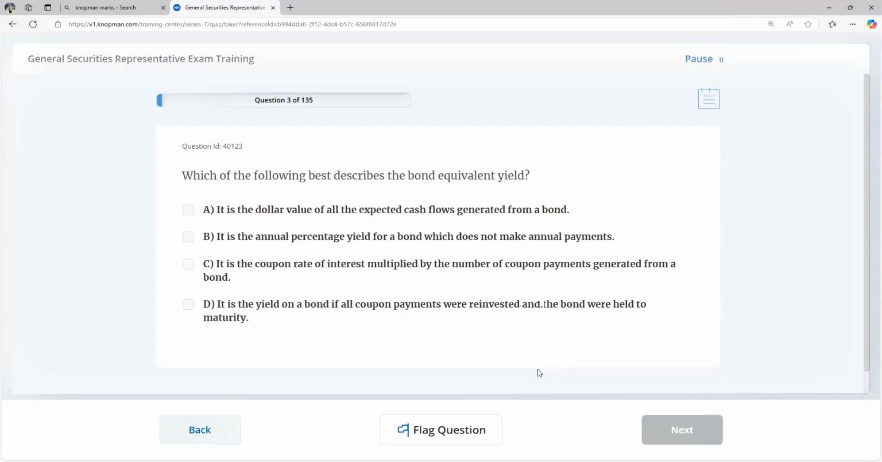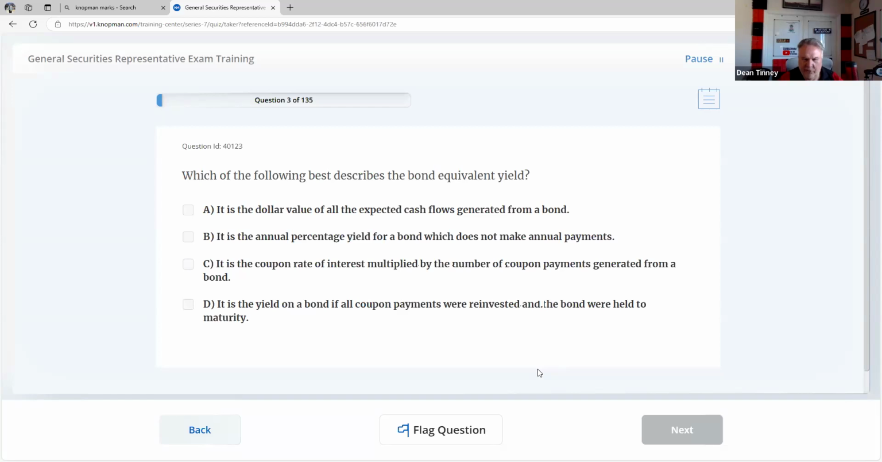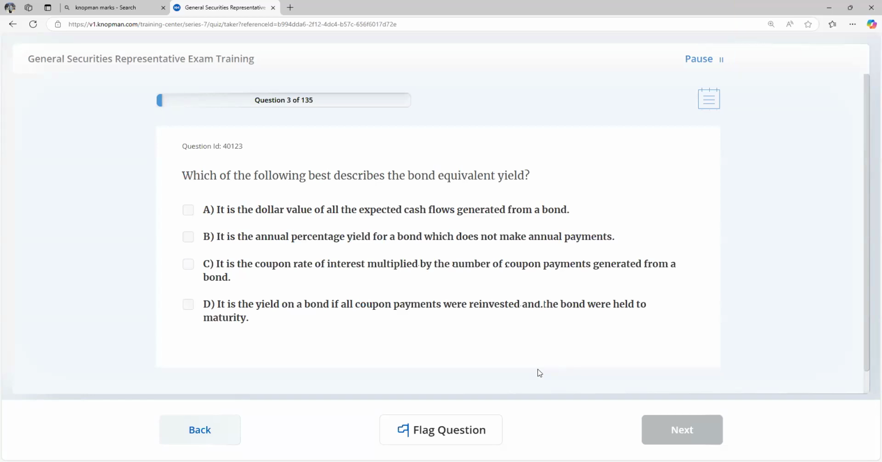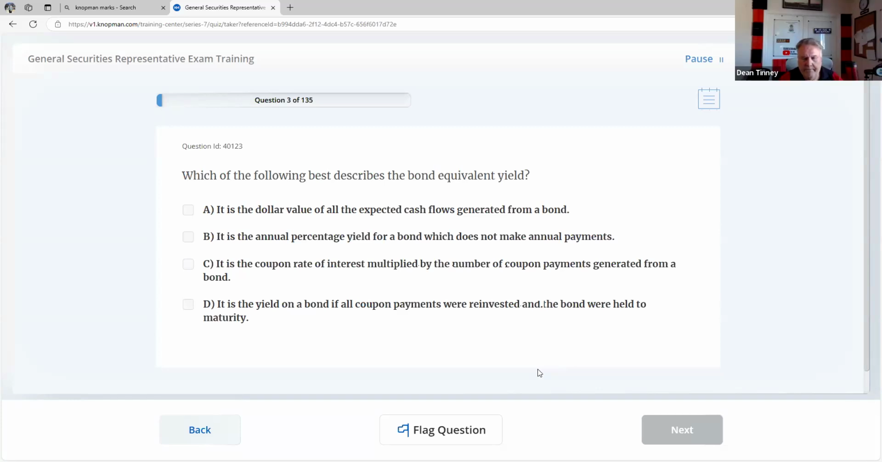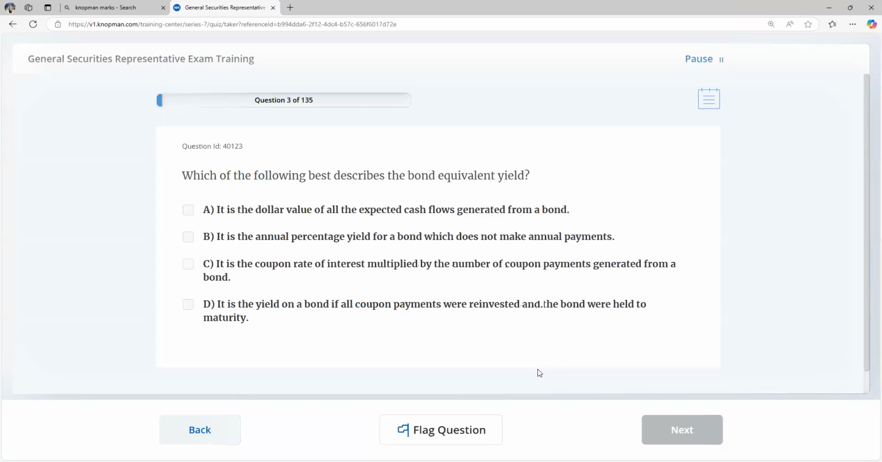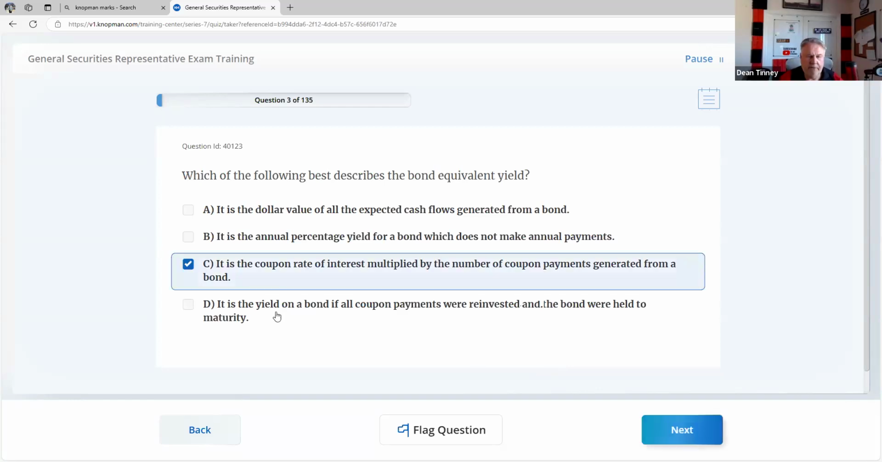I don't think it's that either. It's a coupon rate, if it is the coupon rate of interest multiplied by the number of payments generated from a bond. I don't like what I'm looking for. Yield usually means some kind of division. It is the yield on a bond if all coupon payments were reinvested and the bond were held to maturity. I want to go with C, but D is a dog, or C is in Charlie? C is in Charlie, but I'm going to go with D. Let's see what happens on that one.